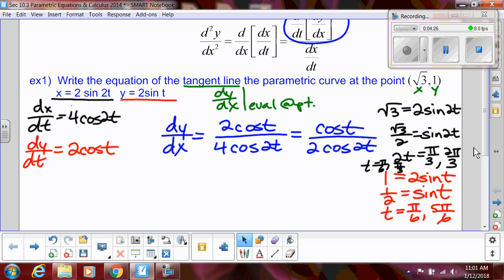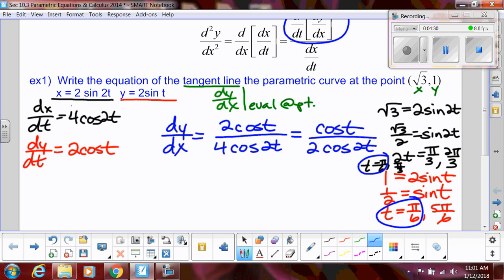Now you can see when you solve for both of them that pi over 6 is the thing that's in common. So remember, it can hit this y value of 1 at 2 different points. It can hit the x value at 2 different points, but it's hitting both at the same time at pi over 6. Another way to think of it is that (square root of 3, 1) is in the first quadrant.